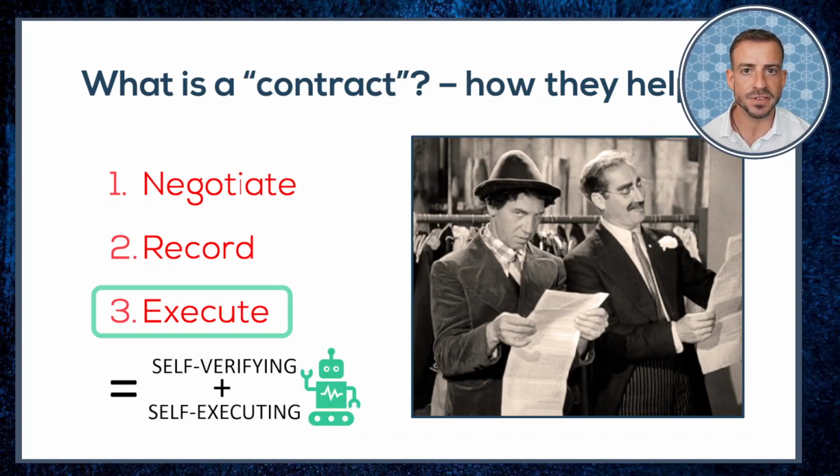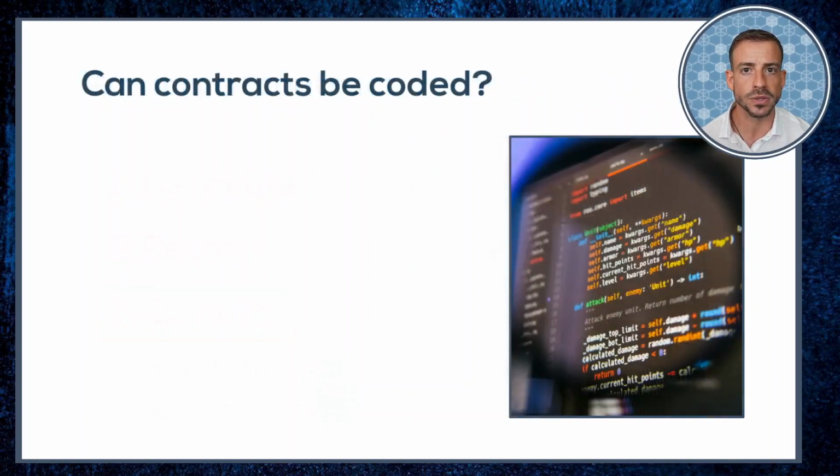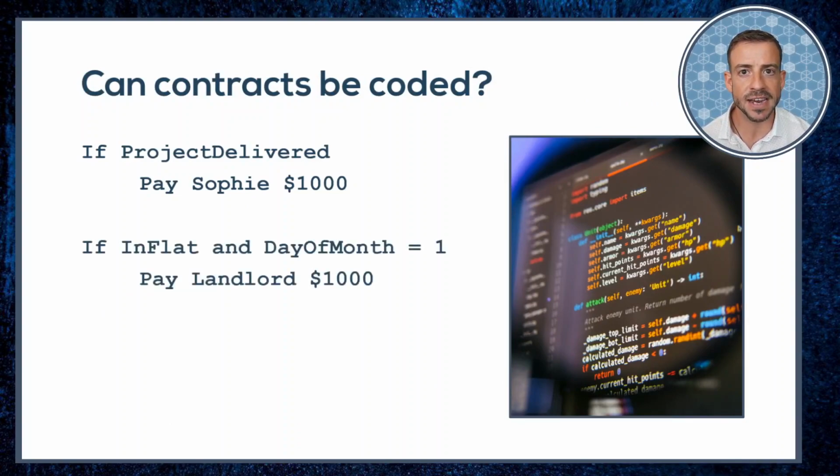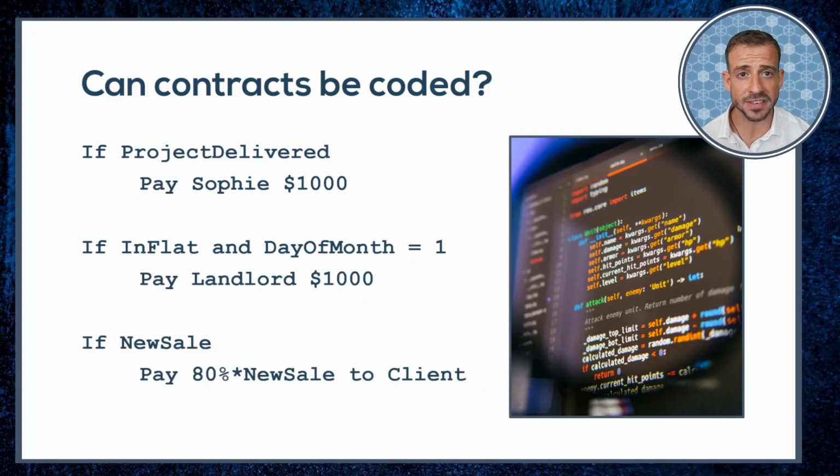Well, let's start off by observing that many simple contracts can be completely captured using simple, bare, logical statements. Look at these. If project delivered on today, I pay Sophie $1,000. If living in flat and day equals 1, pay landlord $1,000. If sale generated, pass 80% of sale value to client. As I'm taking pains to stress with the choice of font here, these conditions and actions can be completely described using a set of coding instructions. Sure, not every agreement we wish to make can be translated in this way, but a good many will. So let's suppose for now that our intended agreement can be coded.